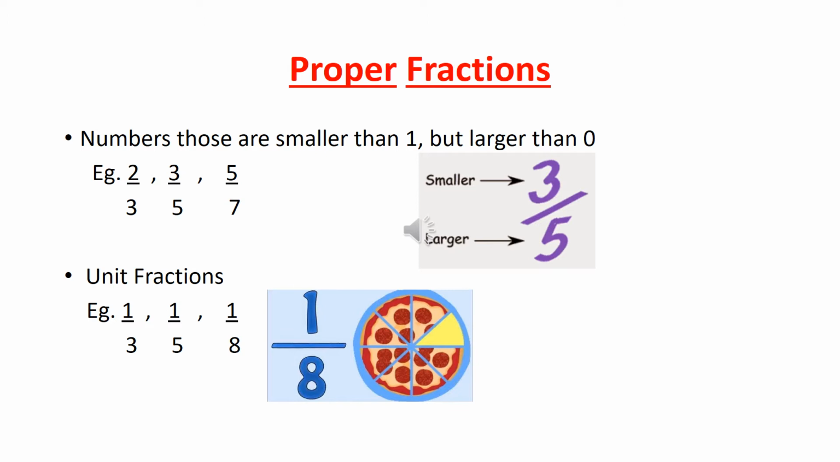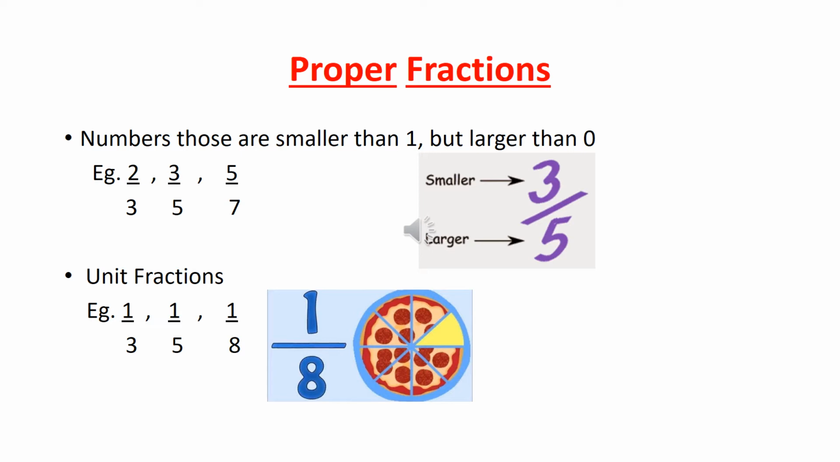Let's learn about proper fractions. The numbers that are smaller than 1 but larger than 0 are called proper fractions. Here are some examples: 2 divided by 3, 3 divided by 5 and 5 divided by 7. For example, in the case of 3 divided by 5, 3 is smaller than 5. That means the numerator is always smaller than the denominator 5.